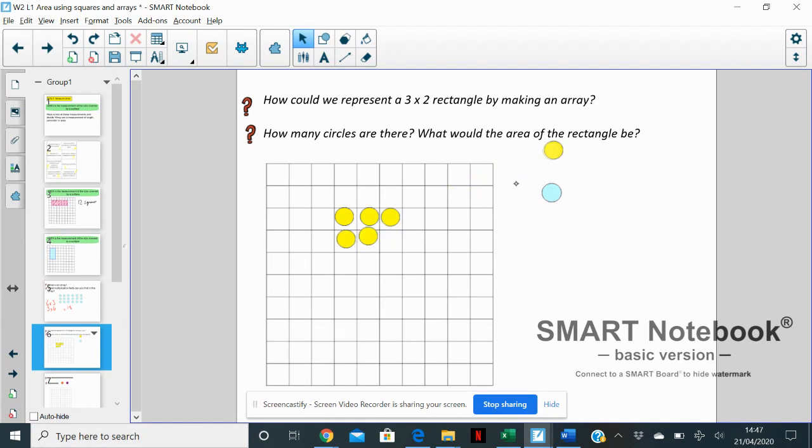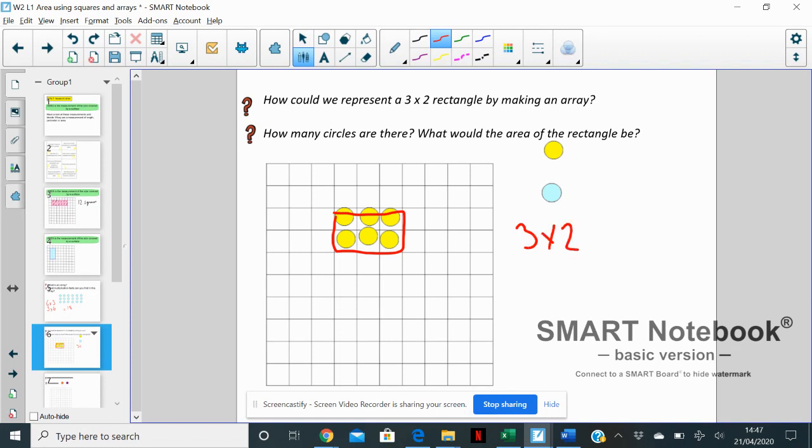Okay, so it asks me to make that a rectangle, and you can see that it has given us a bit of a rectangle shape, 3 along and 2 down. So now it's asking how many circles there are and what the area of the rectangle would be. Now I know that this array has given me 3 by 2, and I know that that is 6. Therefore, the area of this rectangle would be 6 squares.